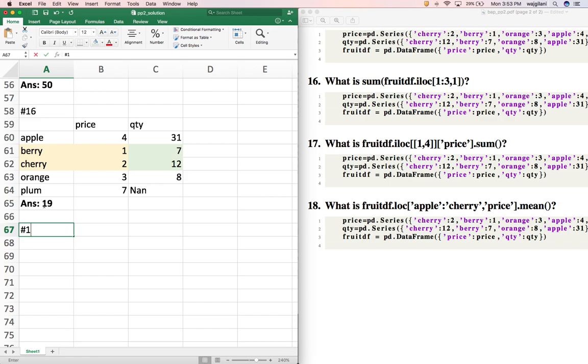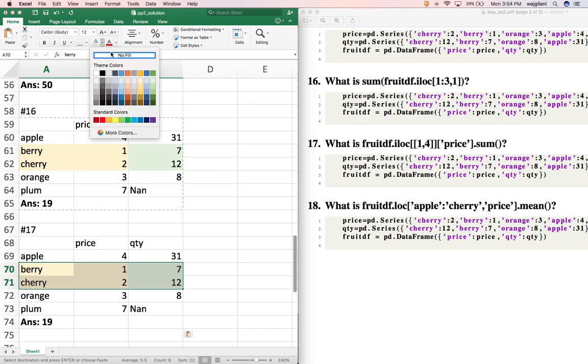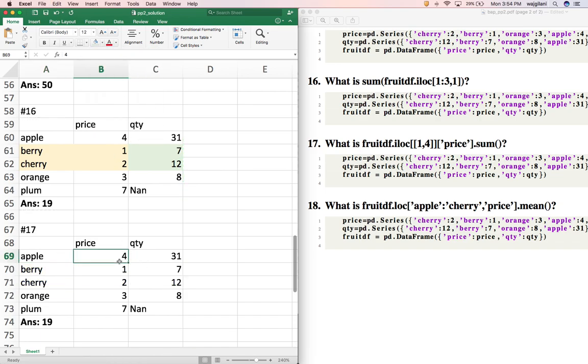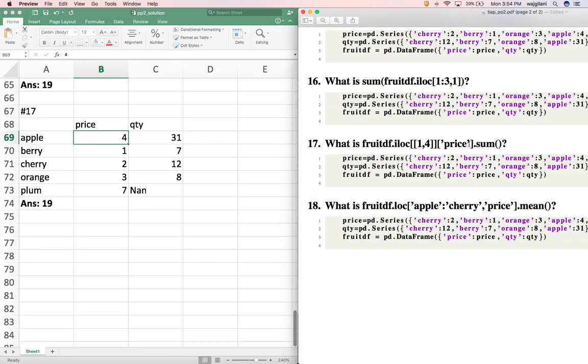All right, now we're going to do number 17. All right, 17 again, it's the same table. All right, 17. We're using iloc again.